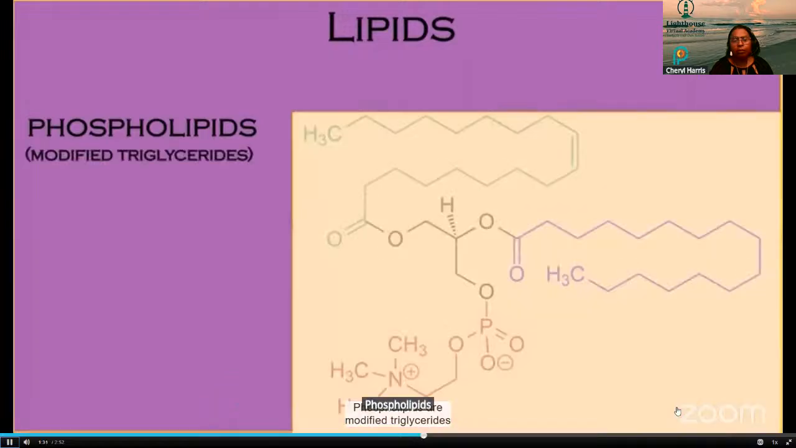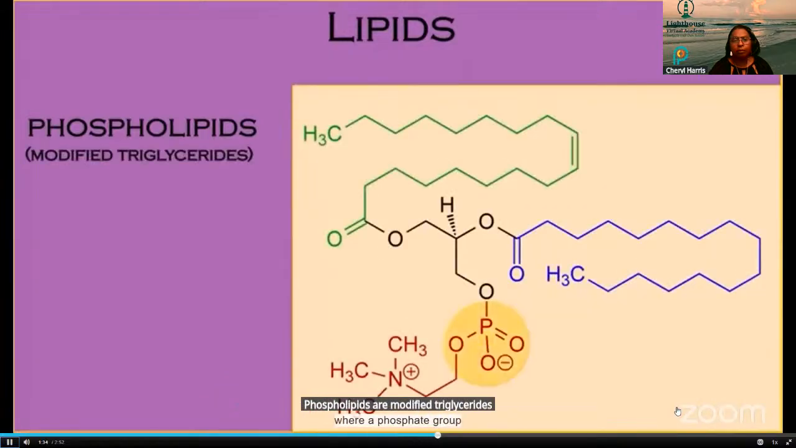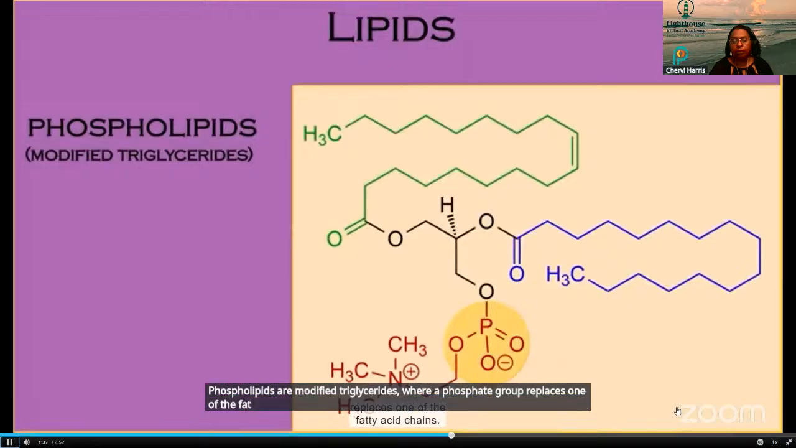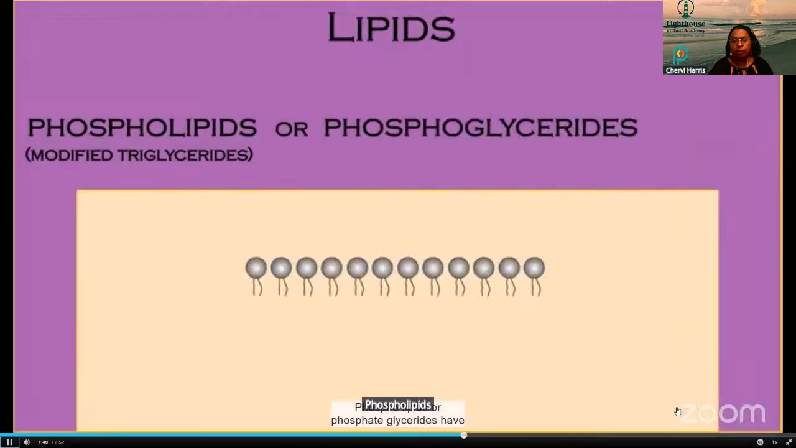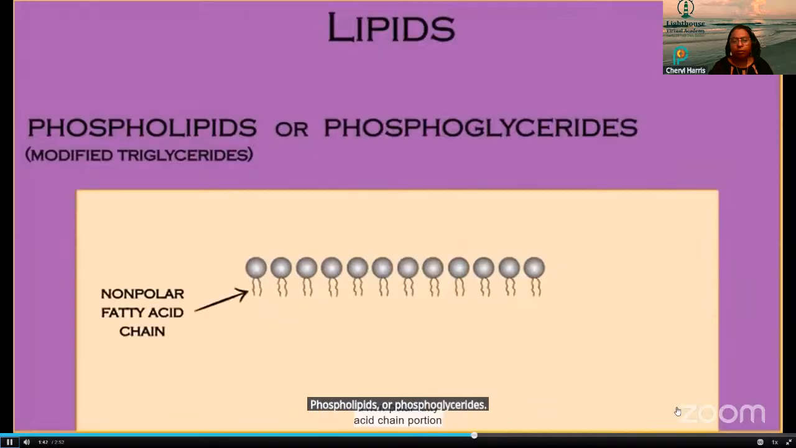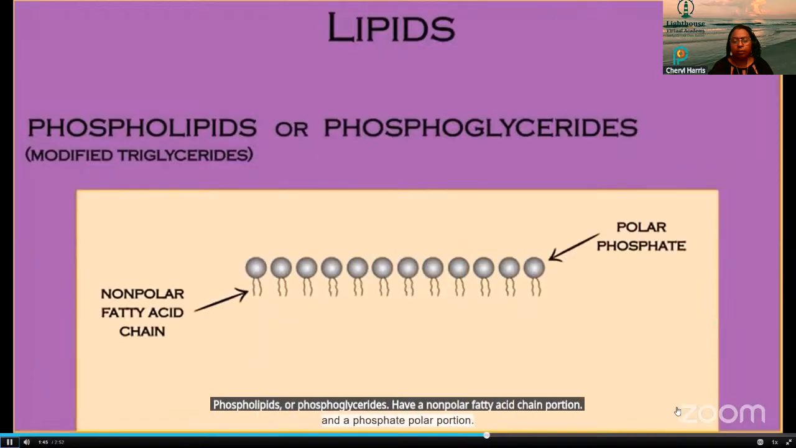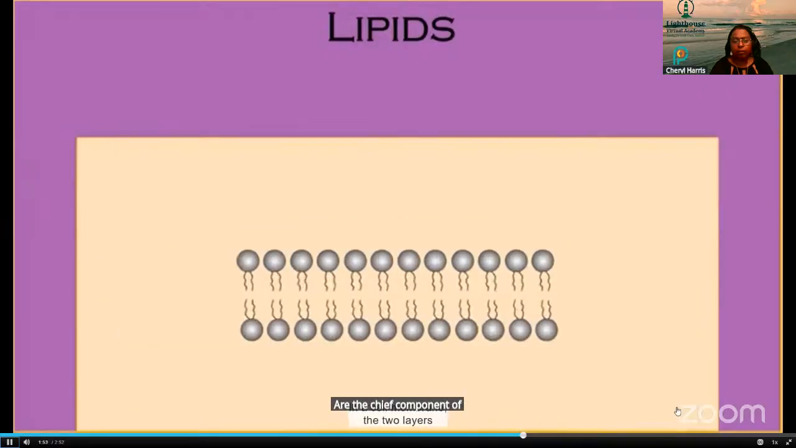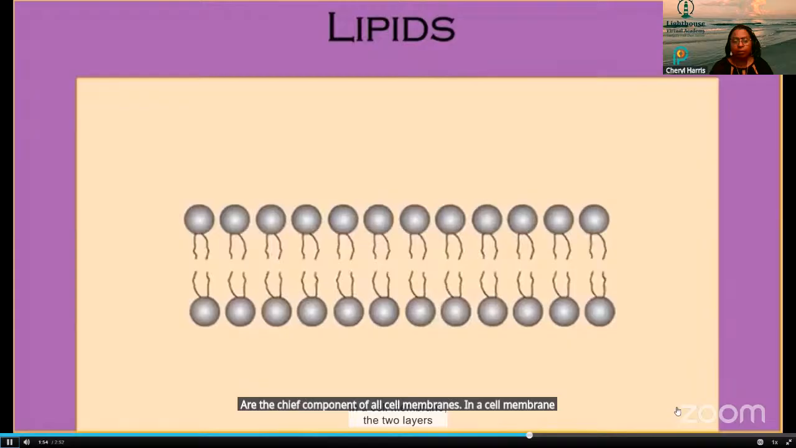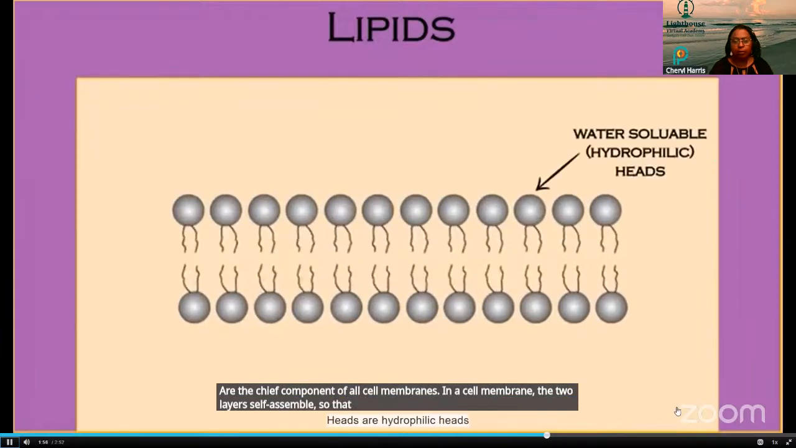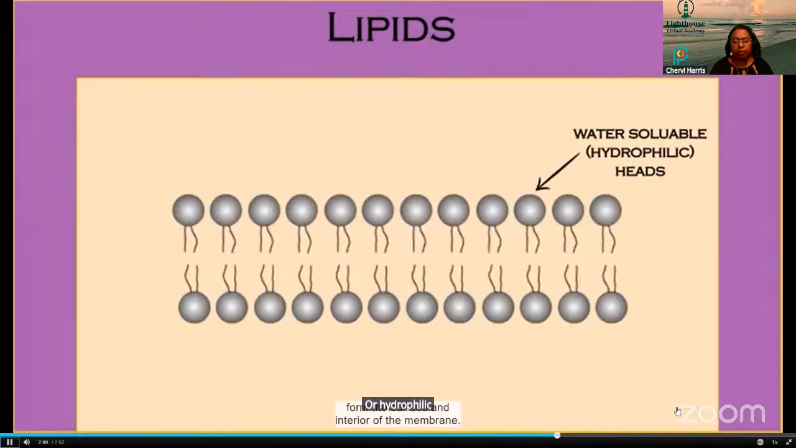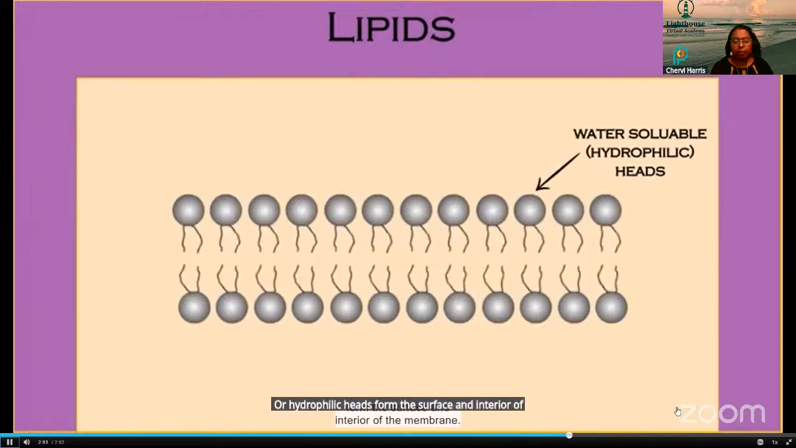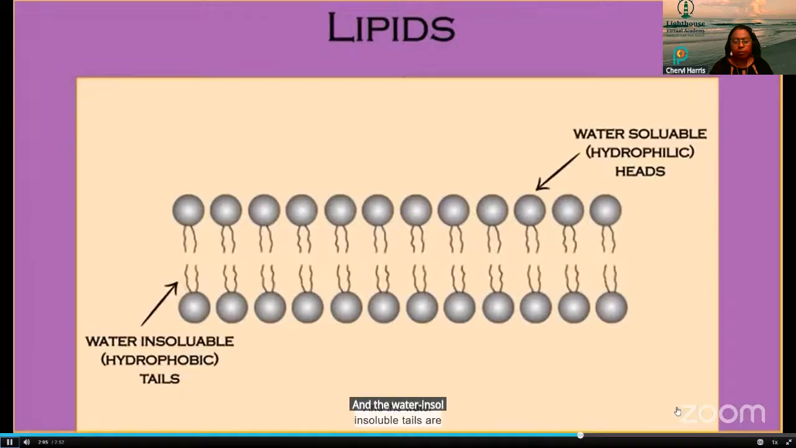Phospholipids are modified triglycerides, where a phosphate group replaces one of the fatty acid chains. Phospholipids, or phosphoglycerides, have a nonpolar fatty acid chain portion and a phosphate polar portion. 2 layers of phospholipids are the chief component of all cell membranes. In a cell membrane, the 2 layers self-assemble so that their water-soluble heads, or hydrophilic heads, form the surface and interior of the membrane, and the water-insoluble tails, or hydrophobic tails, face each other.